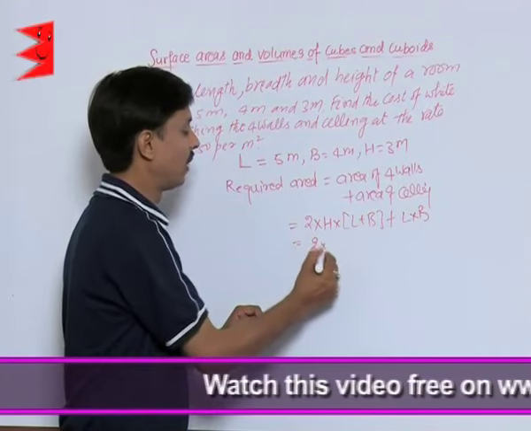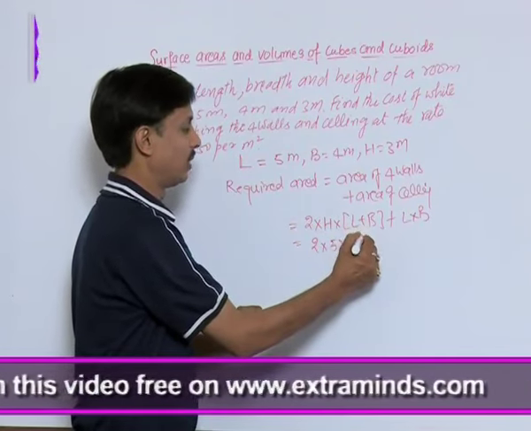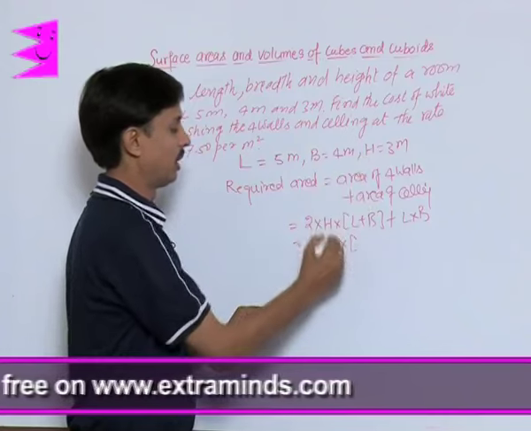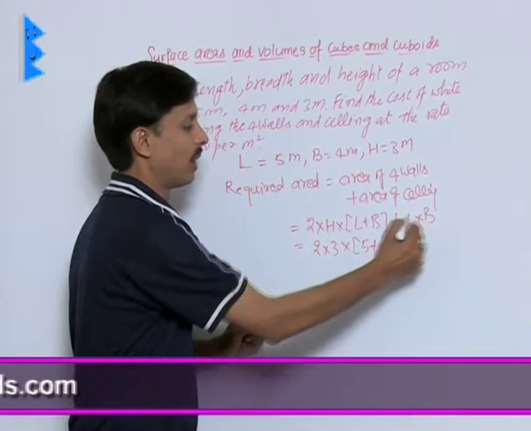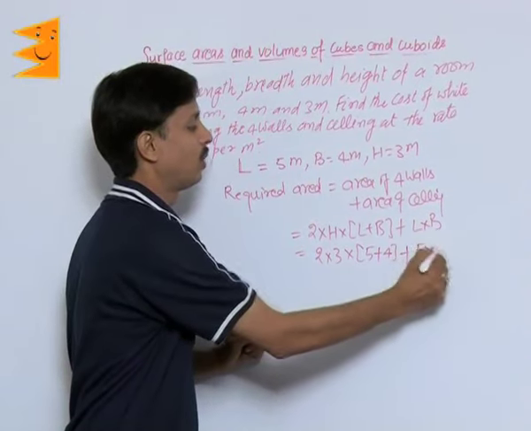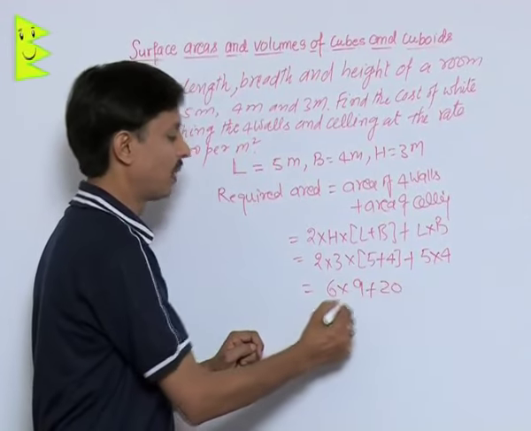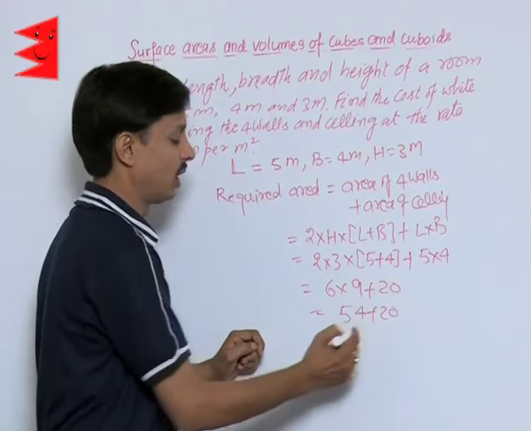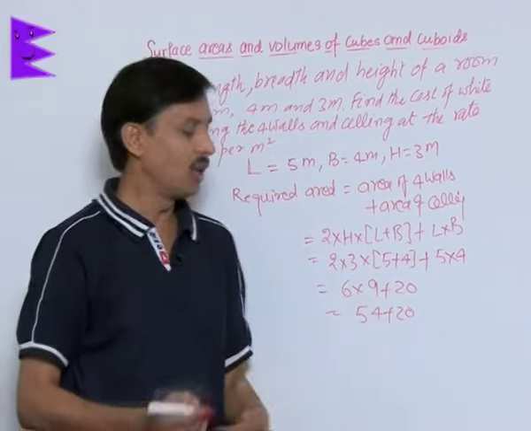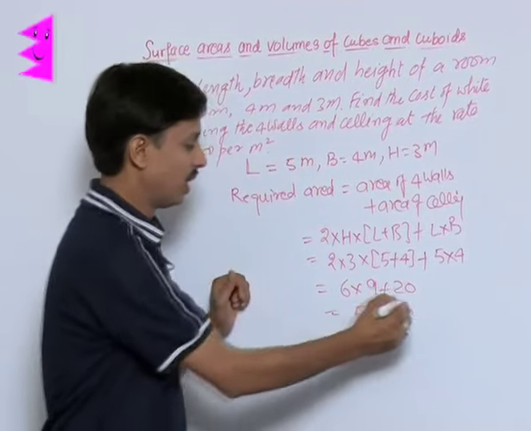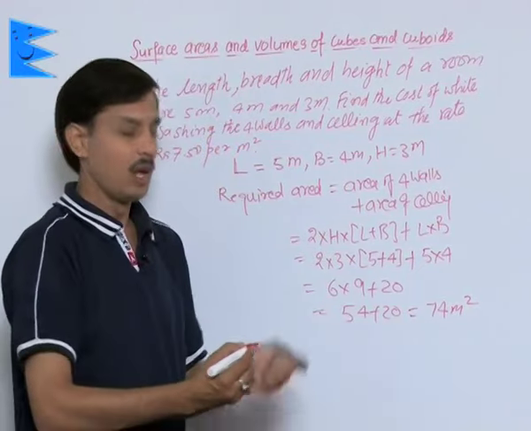If I substitute the values of length, breadth and height: 2 into 3 into (5 plus 4), plus 5 into 4. The result is 6 into 9 plus 20, that is 54 plus 20. 54 meter square is the area of the 4 walls, 20 meter square is the area of the ceiling. This answer comes out to be 74 meter square.